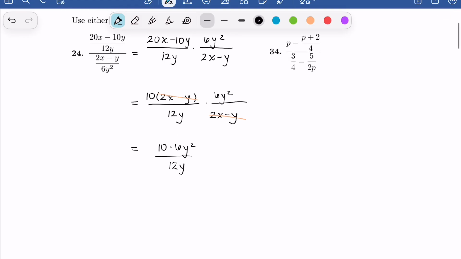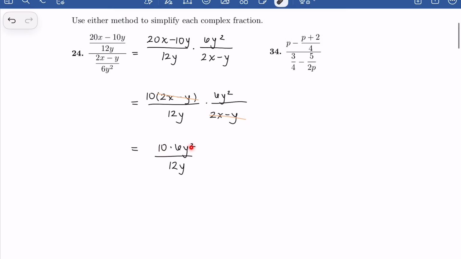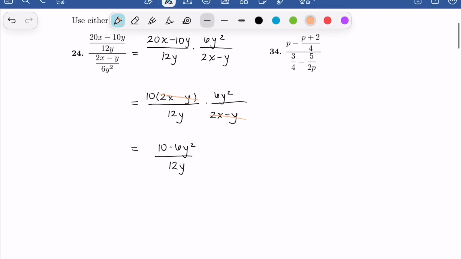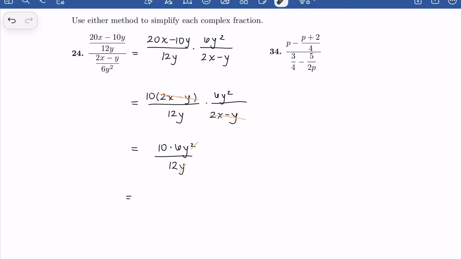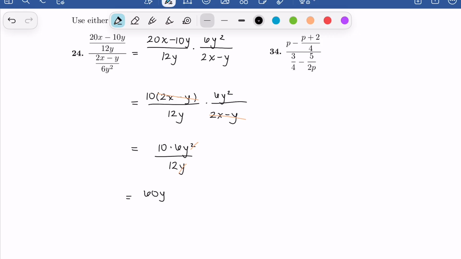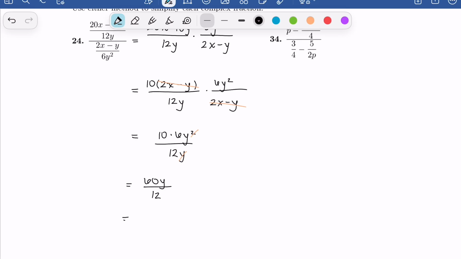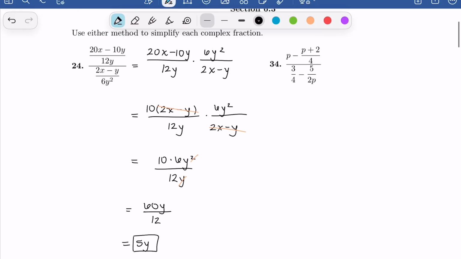All right, now we can make sure our final answer is in lowest terms by canceling out any common factors that we have in the numerator and the denominator. Notice in our numerator here, I have two factors of y, and in the denominator, I have one factor of y. So these can cancel. I'm just going to be left with one factor of y in the numerator. Then if I multiply this 10 and this 6 here, I'm going to get 60. And like I said, I still have that factor of y in the numerator over 12. And then lastly, again, we want to make sure this is in lowest terms, and we know 60 divided by 12 is 5. So our final answer for this one is going to be 5y.